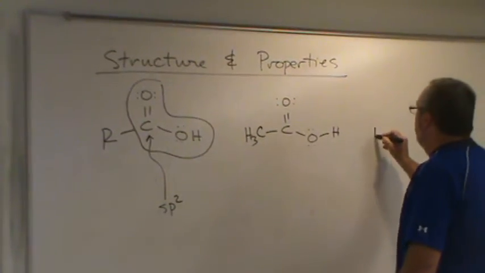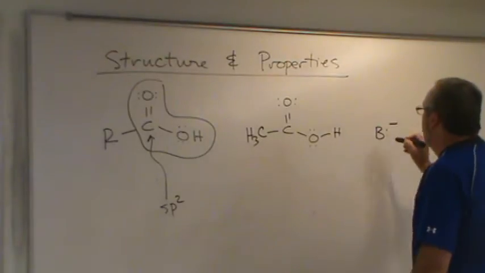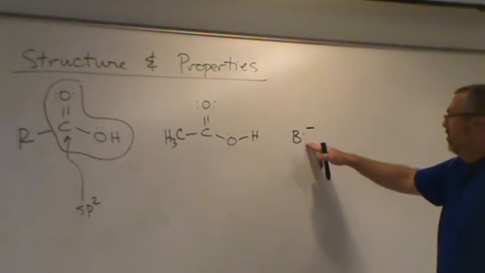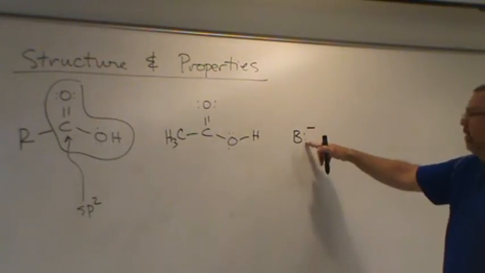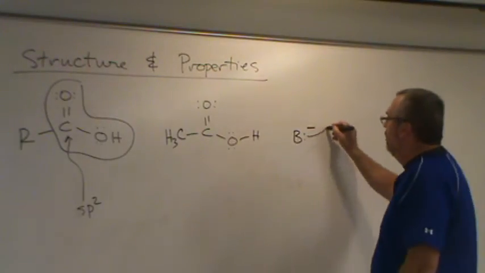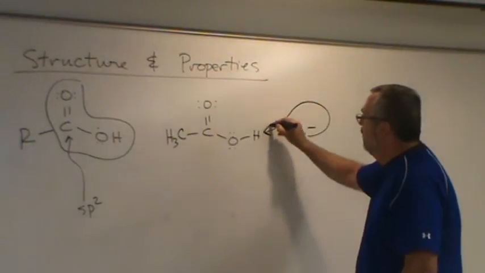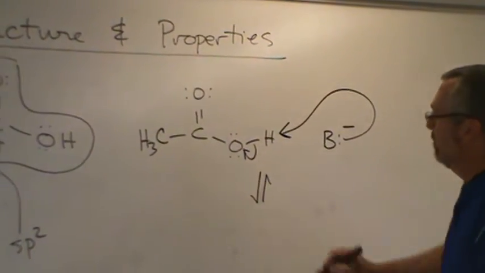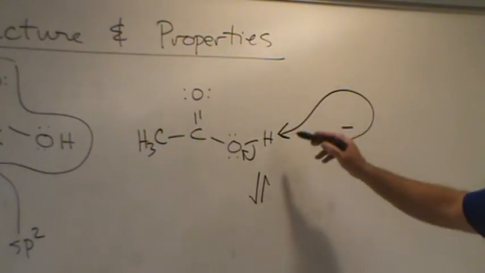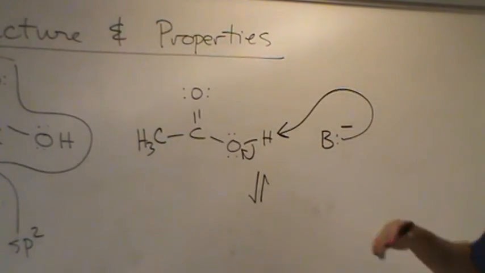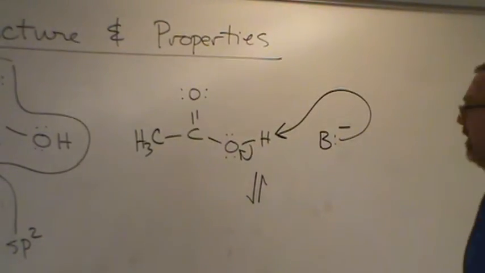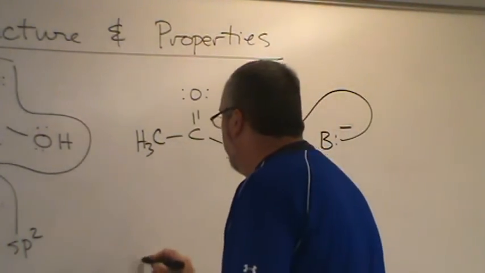So what would happen if we brought along a base? Let's just be very generic about it. I'll say B- for base, it could be anything. But if it's a good base, it's going to have a lone pair available and maybe a negative charge. And this lone pair is going to come and pick up that acidic proton. The arrow formalism would look like this. The base picks up the acidic proton. It is delivered as a proton, as H+, as the other half of this arrow formalism indicates. And look what's left behind.